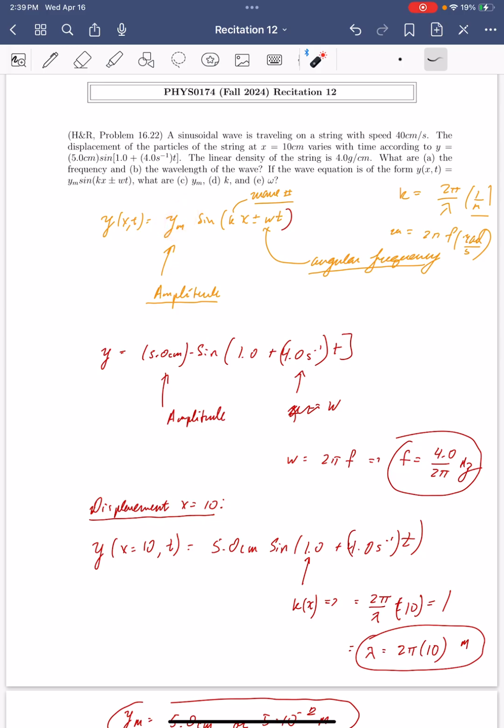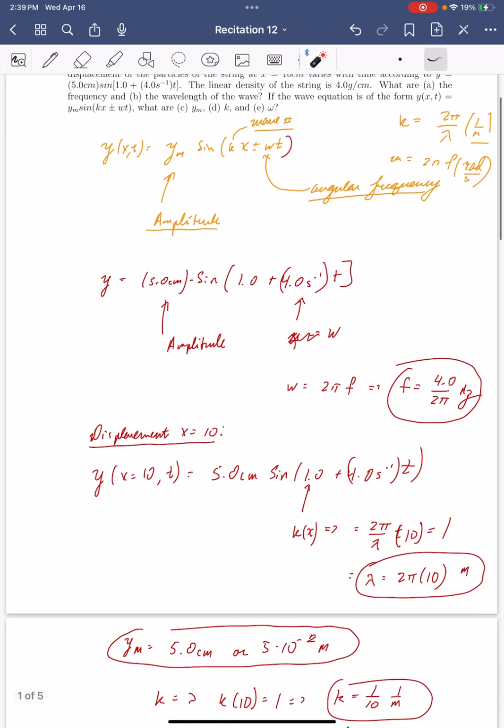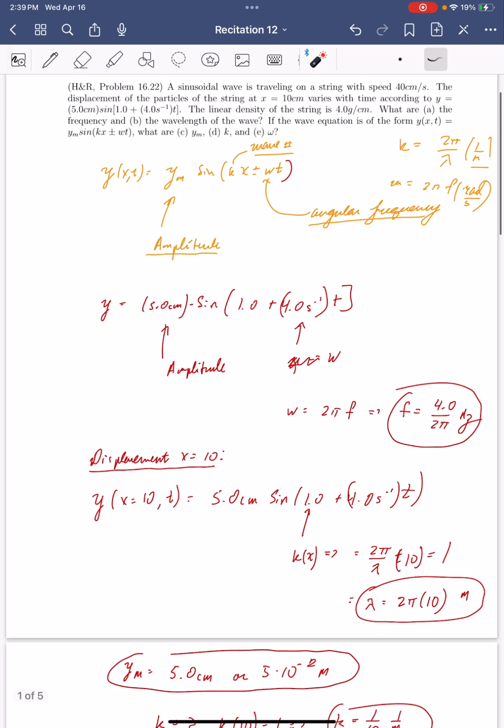Ym is called the amplitude of the wave. Inside of the argument of sine, k is called the wave number, and that's equal to 2 pi over lambda, and it has units of 1 over meters. And then W is called the angular frequency, which is equal to 2 pi times frequency, and its units are radians per second.